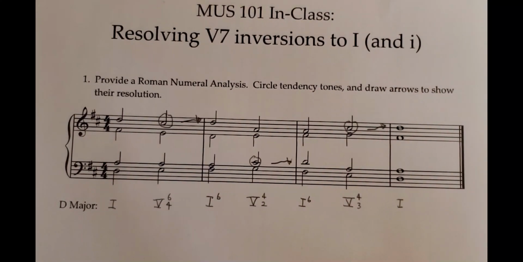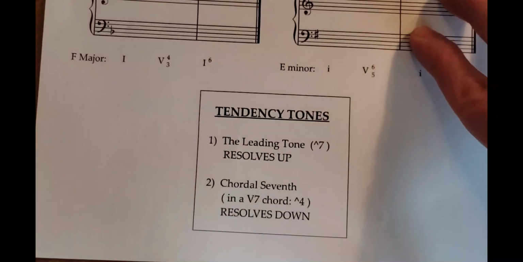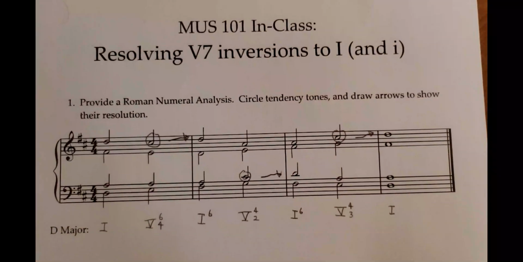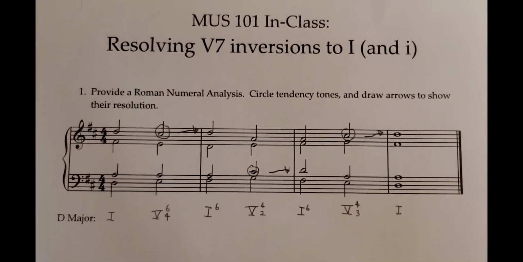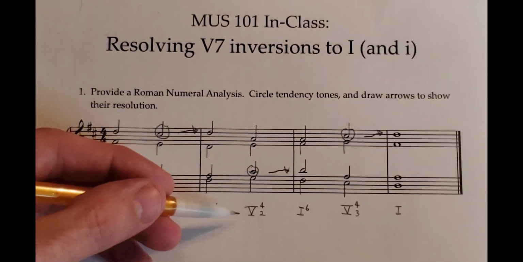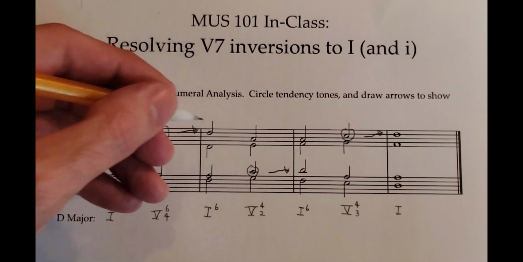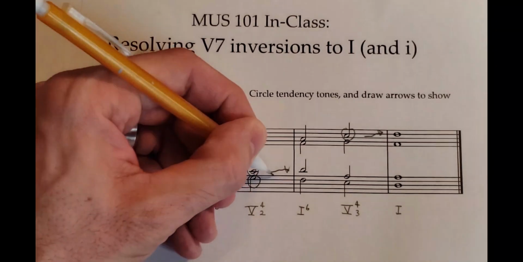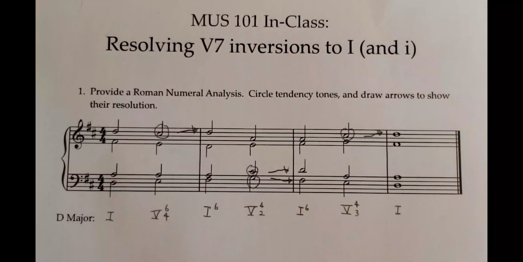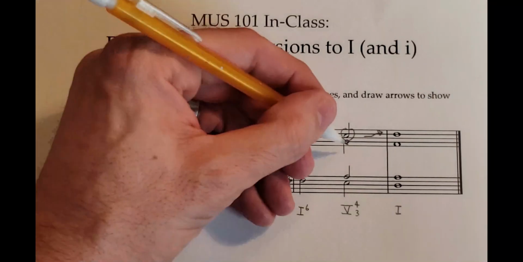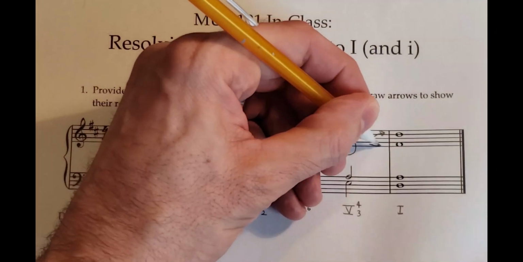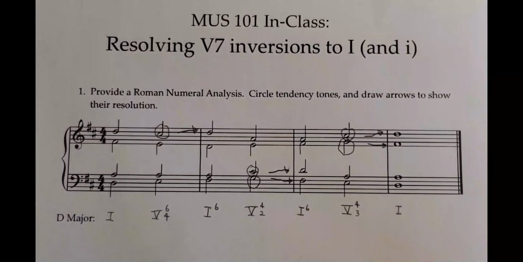Cool. Now, the other tendency tone we have is, of course, the chordal 7th. So our triad in measure 1 does not have a 7th, so no tendency tone to worry about there. But in an A, C, E, G, our G is the 7th. It resolves down in our bass, and in our 5/4/3 chord at the end, we have it in the alto, right? So we'll notice that things are easier in an inversion.